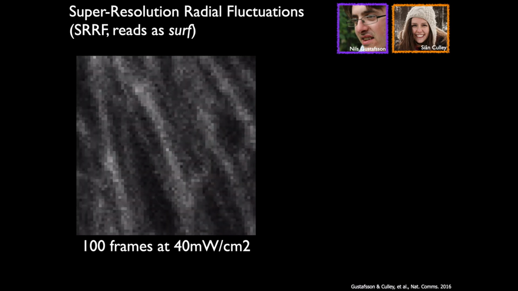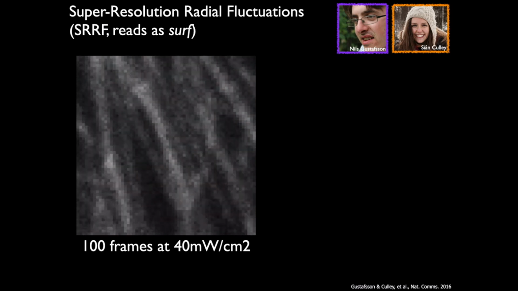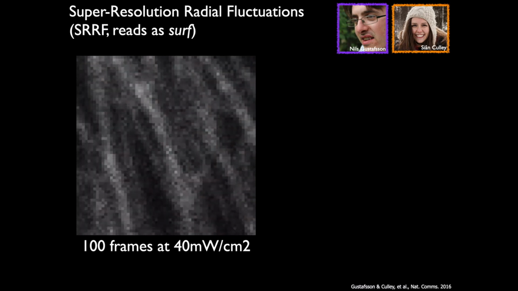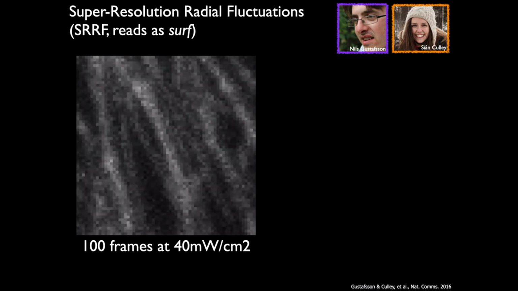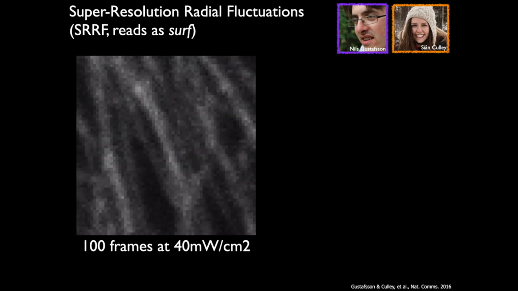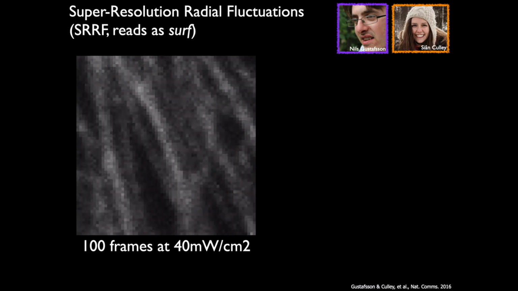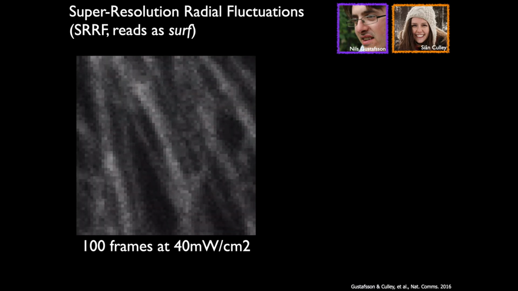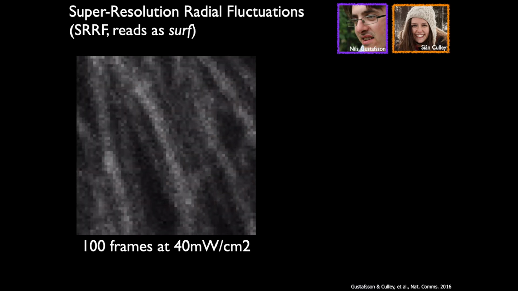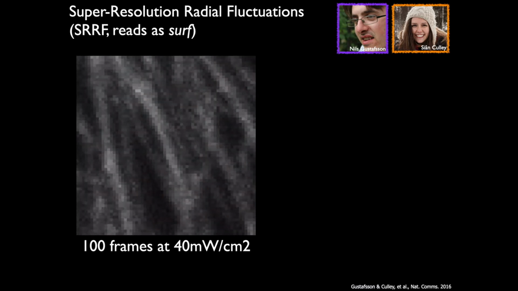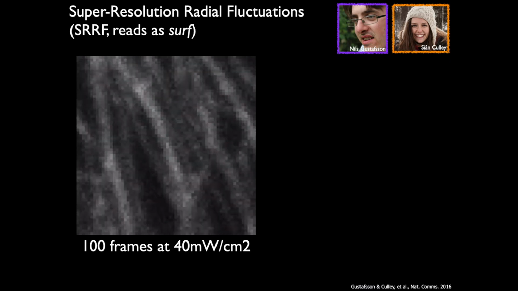So SRRF pretty much works on two parts. It assumes that there is no such thing as a perfect fluorophore, so the fluorophore emission will always oscillate in some manner. And if the fluorophore oscillations happen in some manner, there's going to be moments in time and space where a fluorophore will emit slightly brighter than any other fluorophore in its vicinity.